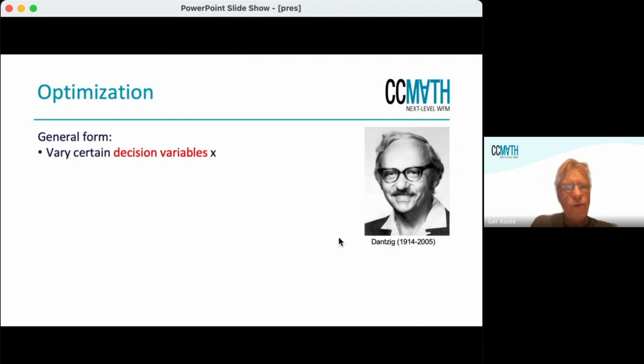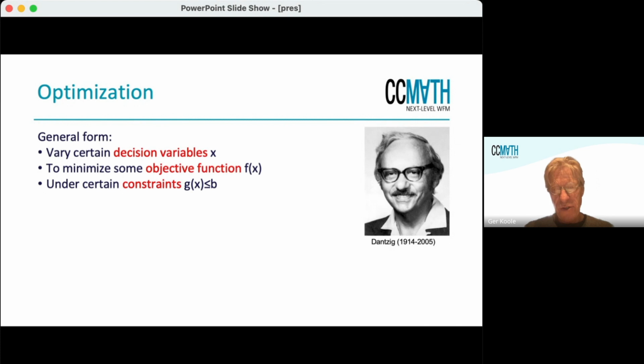The general form of these types of optimization problems is that you have a number of decision variables that you can vary, and you have some objective, some KPI that you want to minimize or sometimes maximize, which is the same, it's just minus the other, but let's focus on minimization. But you also have certain constraints. You cannot do very weird things. There are certain limitations you have to adhere to.